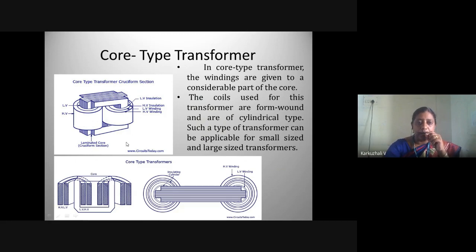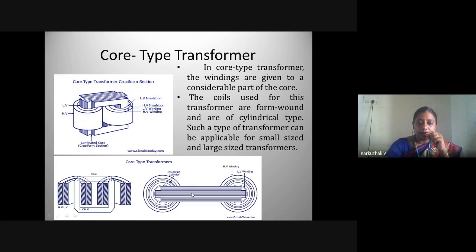So this is the laminated core, and you will have the low voltage winding wound in the inner layer, and the high voltage winding in the outer layer, and there is an insulation between these two windings so that they are not physically connected. This is the cross-sectional view of a core-type transformer.